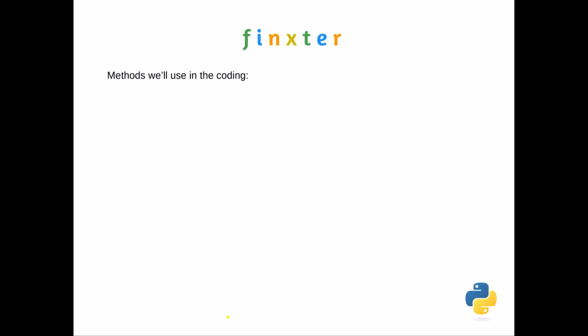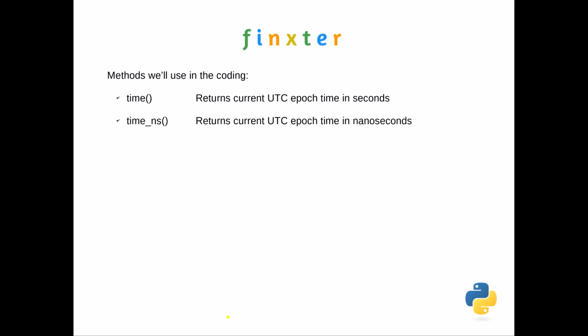So just going quickly through those methods I spoke about in the introduction. time, very simple. It simply returns the UTC epoch time in seconds. So UTC, for those who haven't come across it, is Coordinated Universal Time, and that is the time at the 0° meridian longitude. time_ns we'll talk about briefly. You should know about it. It's simply the same time as above, but it's in nanoseconds rather than seconds, and you'll see that shortly.